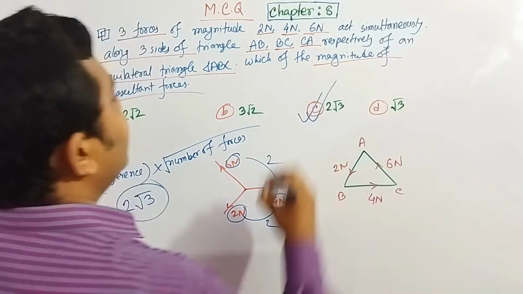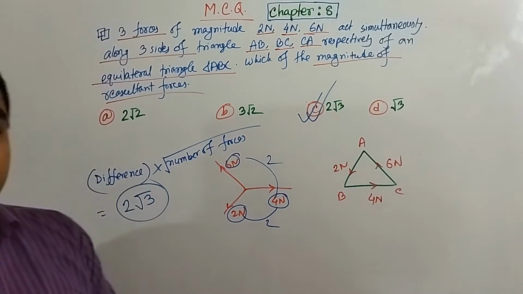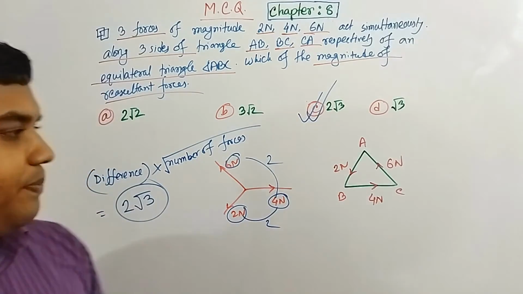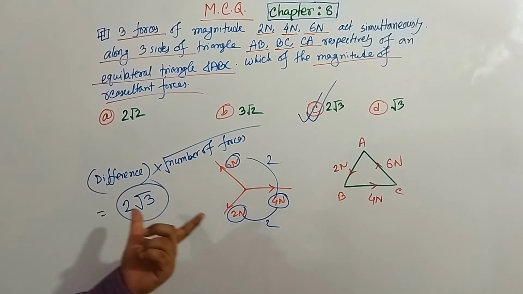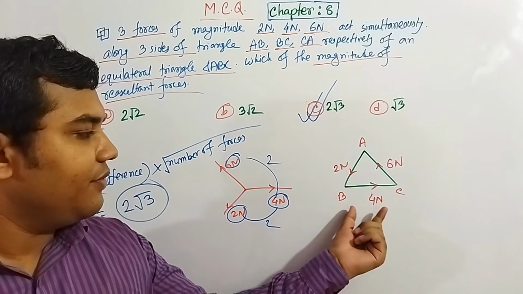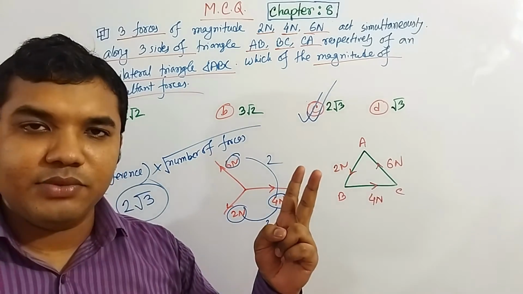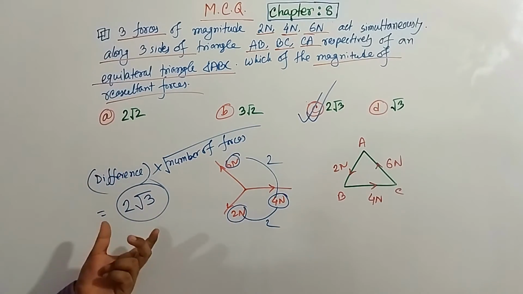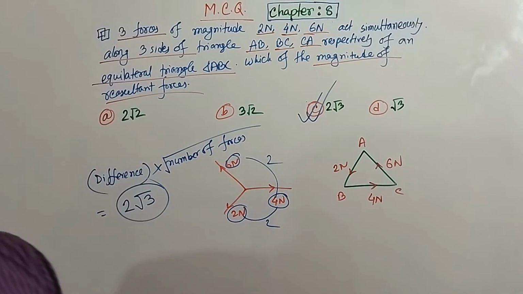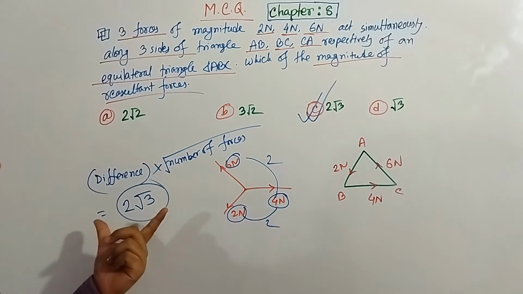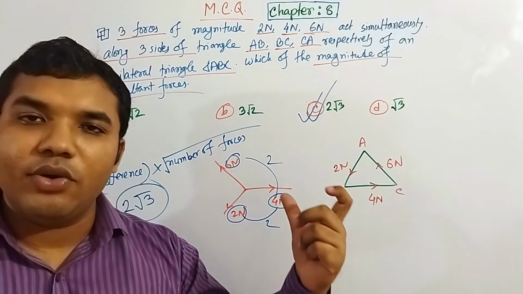That is how we can solve these types of very difficult math with a very short way. So that was the shortcut: the difference between the forces 2, 4, 6 is every time 2, and obviously the number of forces was 3. That's why it should be 2 root over 3, and that is our required answer.